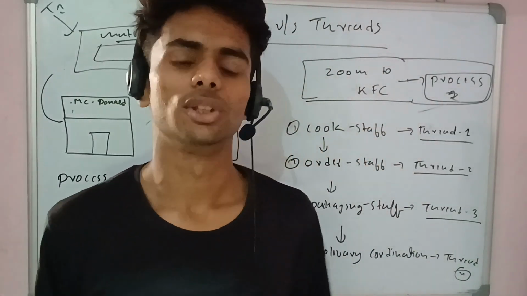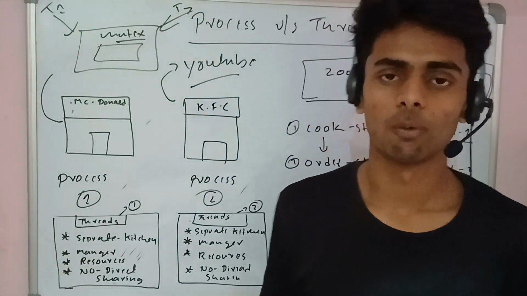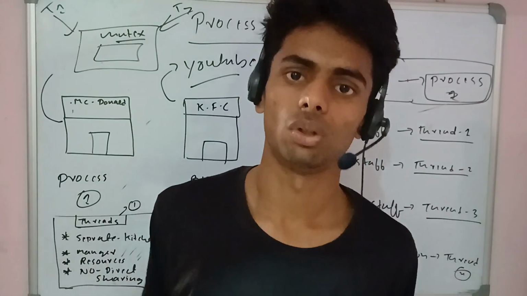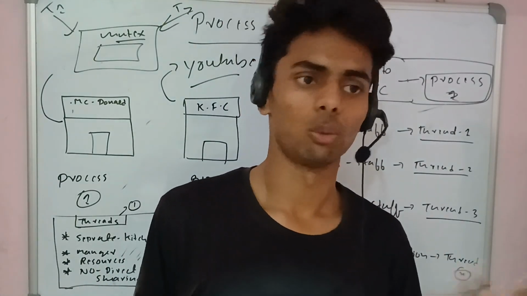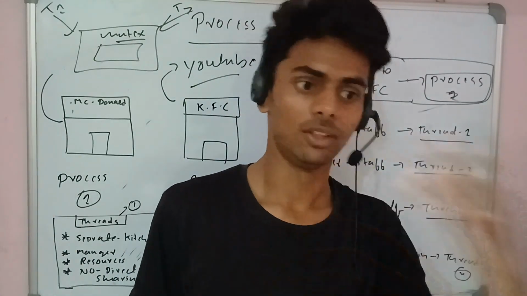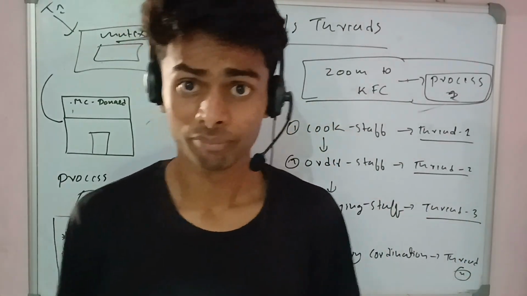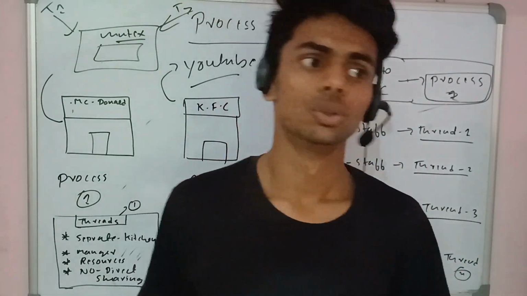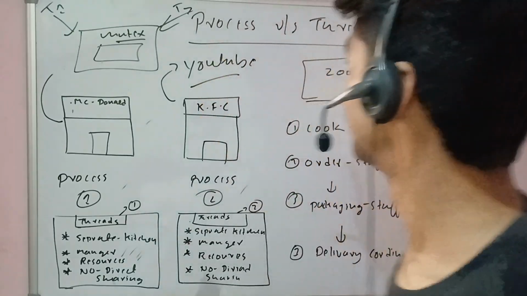So this is a potential issue in operating systems, but we tried to understand how we can solve it with a mutex lock. Mutex locks help us solve that problem. They lock the resource for only one thread at a time until that thread completes its work. So that's all about process and thread.